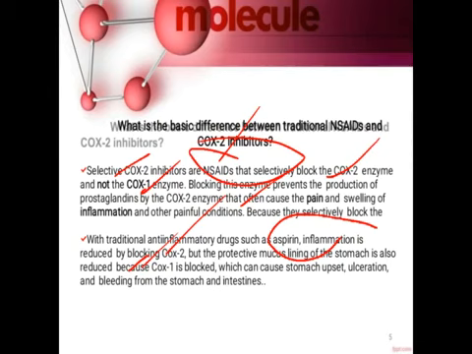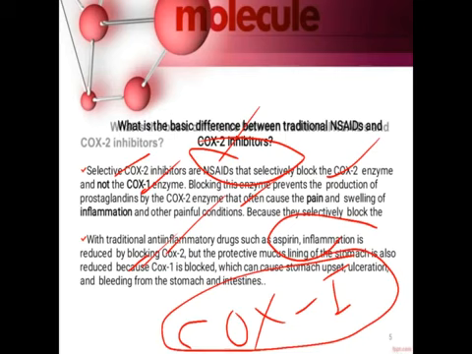But the non-selective drugs, such as aspirin, which are traditionally used, along with COX-2, are also responsible for inhibiting COX-1. And this COX-1 is mainly responsible for maintaining the lining of the stomach, that is the protective mucus along with the wall. So if COX-1 is inhibited, along with the anti-inflammatory activity, it also reduces the mucus lining, which is responsible for protecting the stomach.